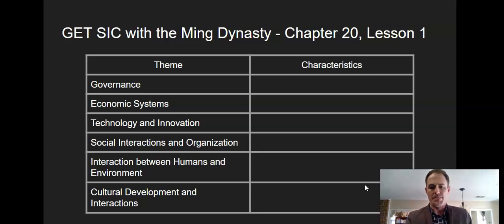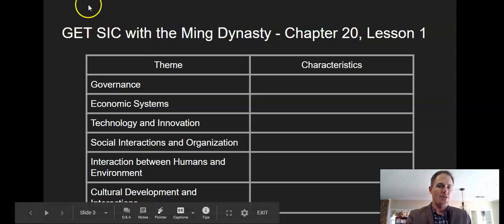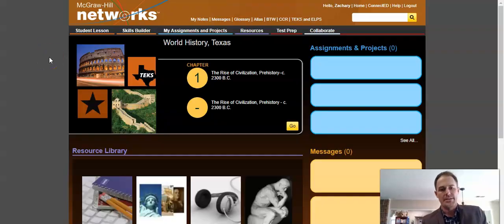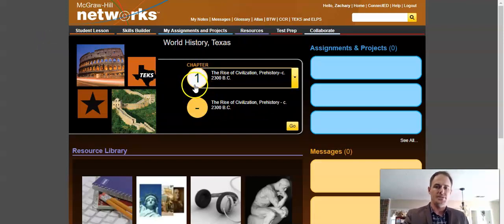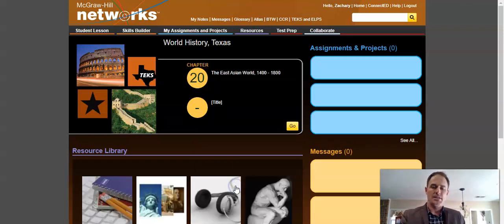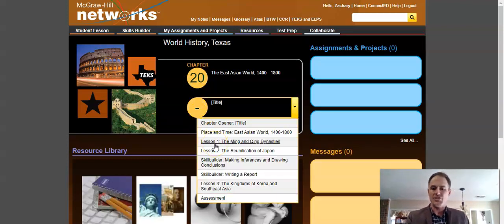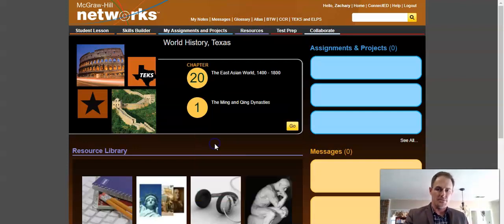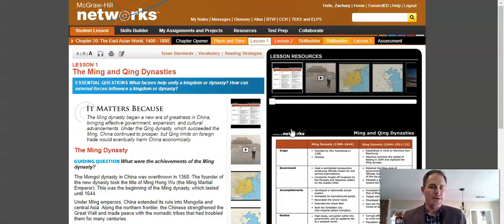All right, you ready to go? You've paused, you've made this chart. Now, let's navigate over to our textbook, McGraw-Hill. Remember, the table of contents is right here in the center, which I said Chapter 20, Lesson 1, Ming and Qing Dynasty. So right away, you're thinking, wait a minute. I'm only doing a GET SICK chart about the Ming Dynasty. What's this Qing Dynasty? That's the dynasty that came after the Ming. That is outside of our topic today. So don't get confused. Only making a chart about the Ming Dynasty.